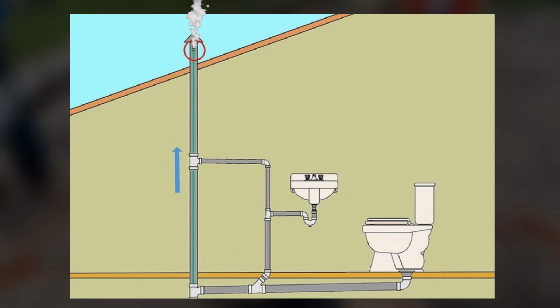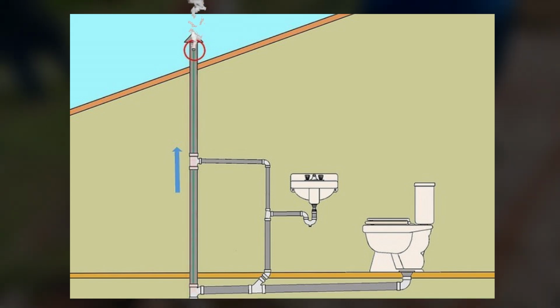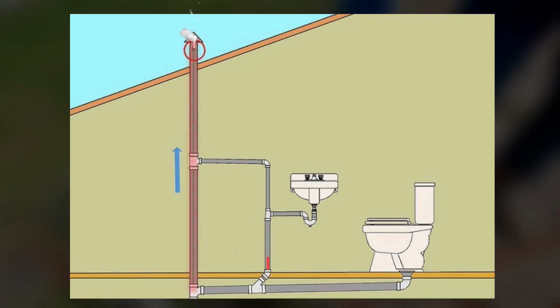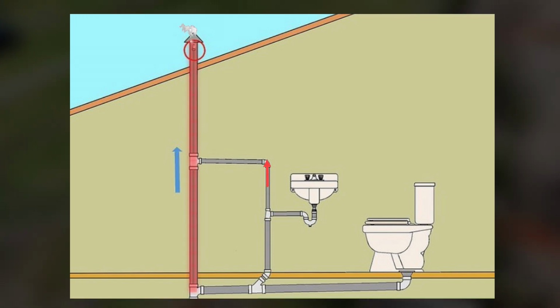Each plumbing fixture is connected to a vent pipe that leads to the roof, allowing air to escape and ensuring proper water flow. This also prevents sewer gases from backing up into the home.